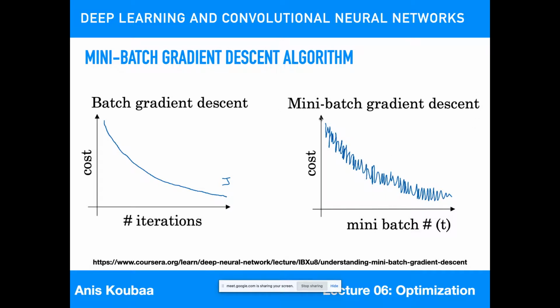And the number of images in the mini batch is a hyperparameter. You can choose it based on the observation that you have on the cost function over the iterations. You can either decide to increase or to decrease the mini batch size.